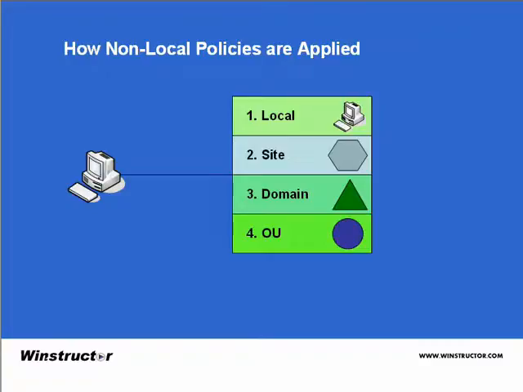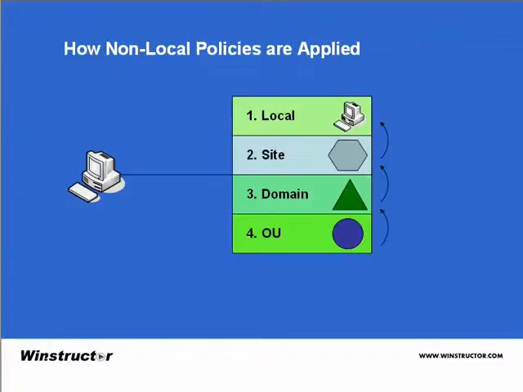Now this policy processing order from local to OU also means that policies that conflict are overwritten by the next policy in line. So when a site policy is applied, if an identical local policy has already been applied and the site policy has conflicting settings, the site policy will win and override the local policy settings. Similarly, when a domain policy is applied and it has settings that conflict with site policies, the domain policy will be the applied policy. And finally, policies at the OU level will of course override the domain policies.